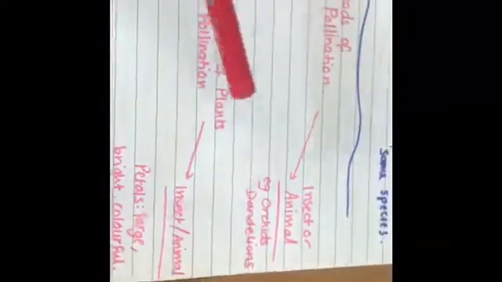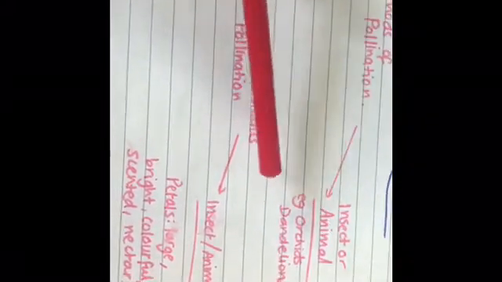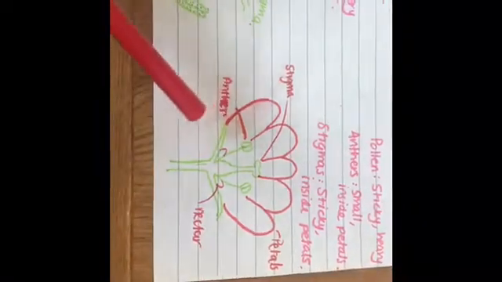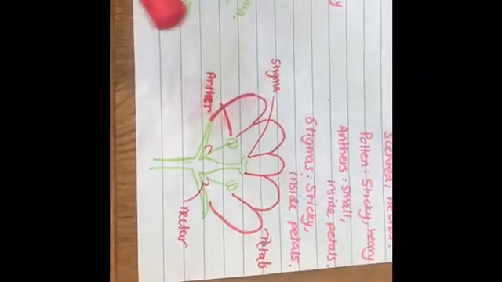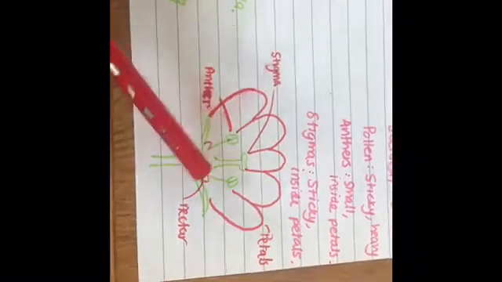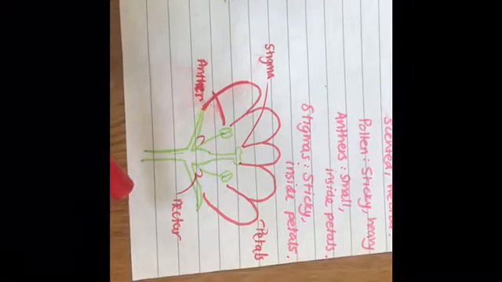When we talk about insect or animal pollinated plants, we see a big difference in how these type of flowers look. So if we look at the picture here, we have large, brightly coloured petals to attract insects or animals like birds or bats. We have a nice scent coming from them, again, to attract these animals or insects. We have nectar in these flowers to attract insects and birds and bats.